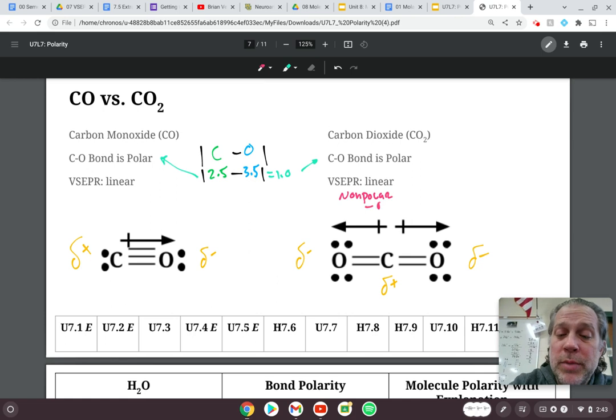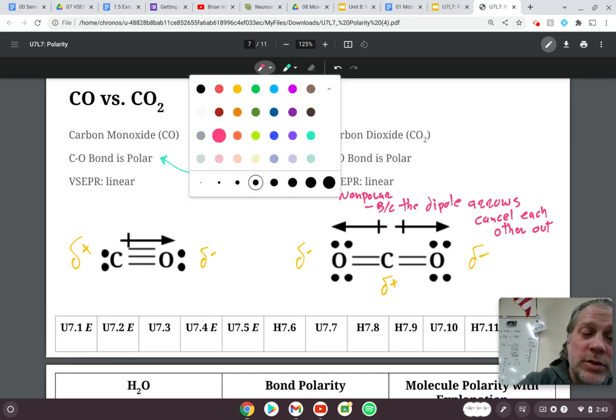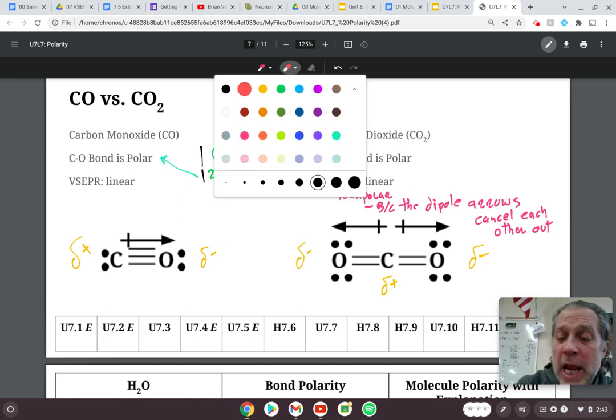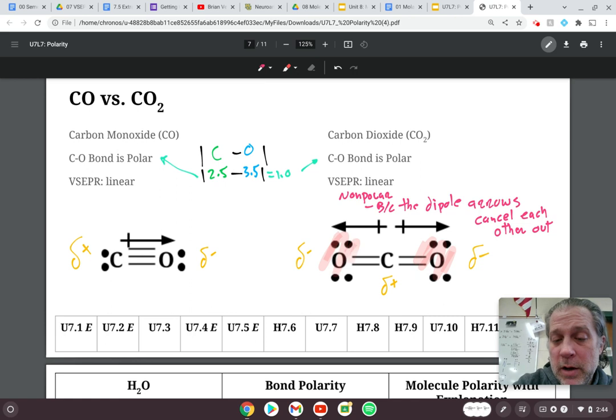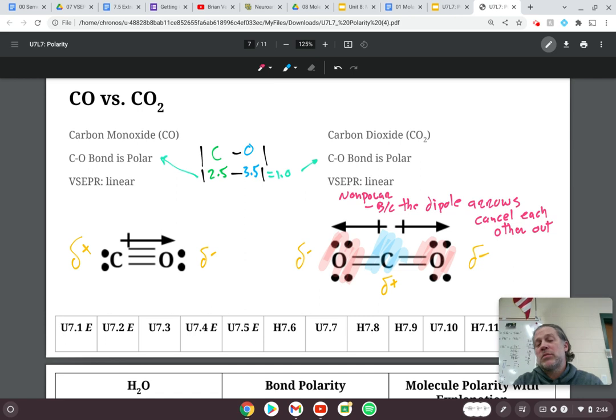And it's non-polar because the dipole arrows cancel each other out. The other thing I wanted to show you is that if I shade where the negative parts are, and I shade where the positive parts are, it shows you that it's symmetrical and it cancels itself out.